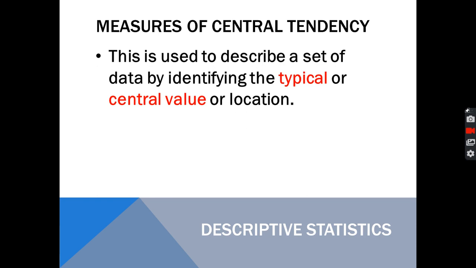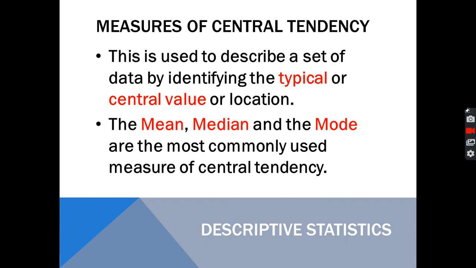Okay? So for example, you're asked, how much profit will you earn from your business? So you would say typically or on average or most likely I could earn 15,000 a month. So that is an example of identifying or describing the data using the measure of central tendency.